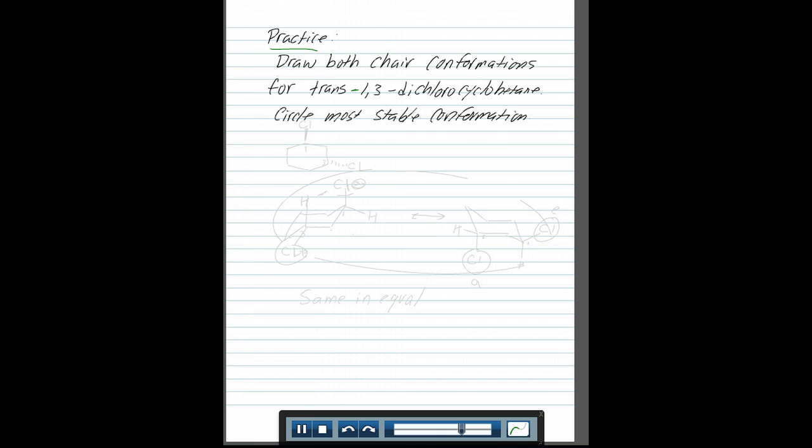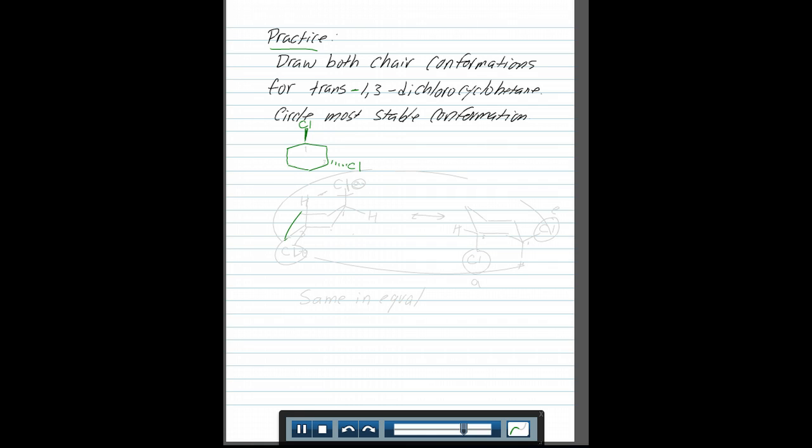Okay, so probably the best first step is to draw out what it looks like in 2 dimensions. I kind of like to do this, though you don't have to. So the trans dichloro, I have a chlorine here and a chlorine here. Trans means they're on opposite sides of each other. So I'm going to be drawing 2 chair conformations, the chair and then the flip version of it. Then I'm going to figure out which one is the most stable based on which groups are mostly in the equatorial position.